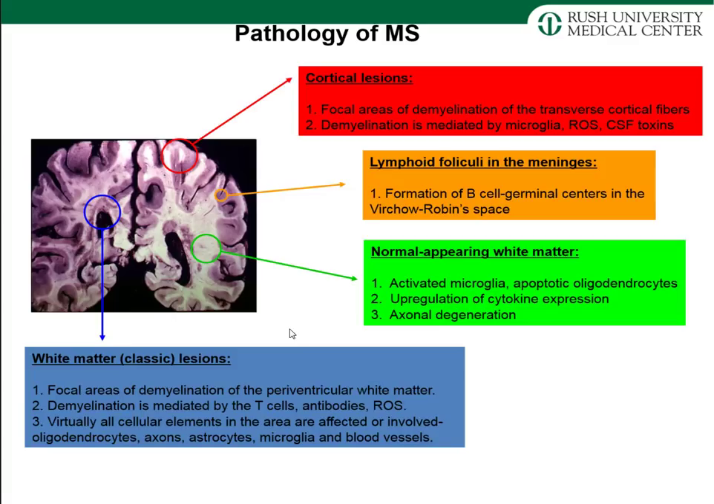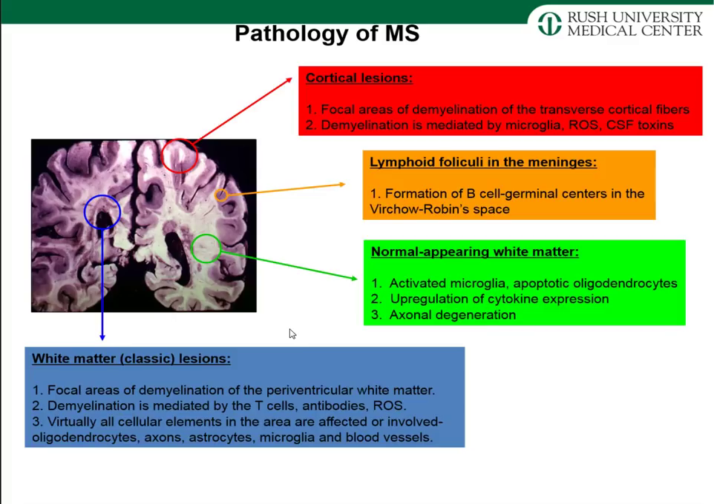Let's talk a little bit about the pathology of multiple sclerosis. In the blue box, we have the white matter or classic lesions. These are focal areas of demyelination that are typically located in the periventricular white matter. The demyelination is mediated by T cells, antibodies, and reactive oxygen species. Almost all cellular elements in this periventricular area are affected or involved, and these include the oligodendrocytes, the axons, the astrocytes, the microglia, and the blood vessels.